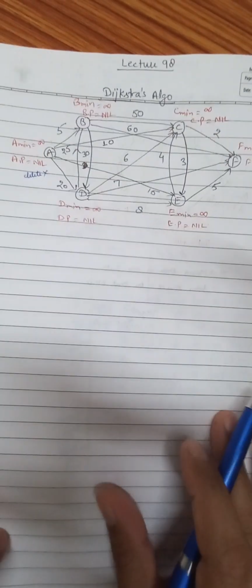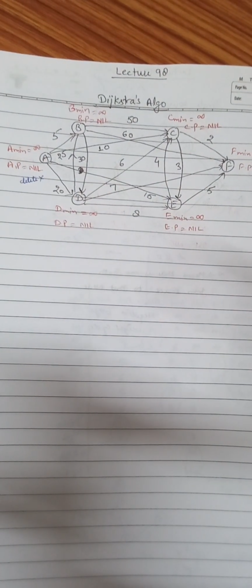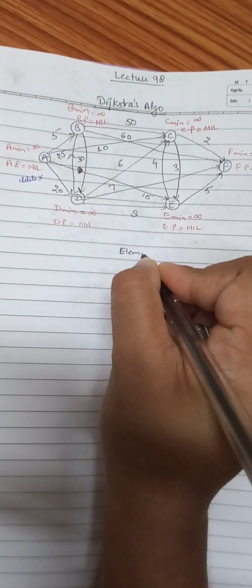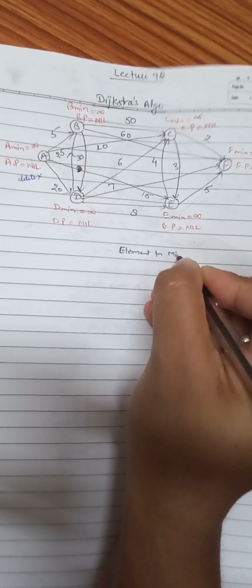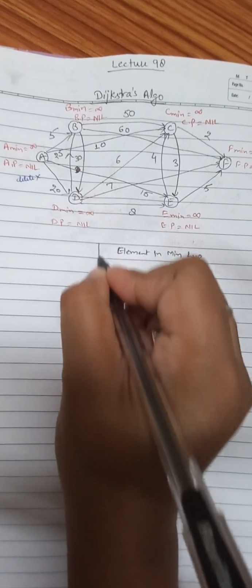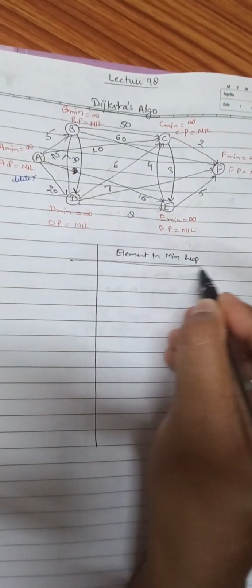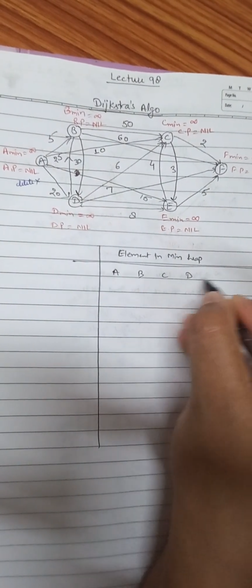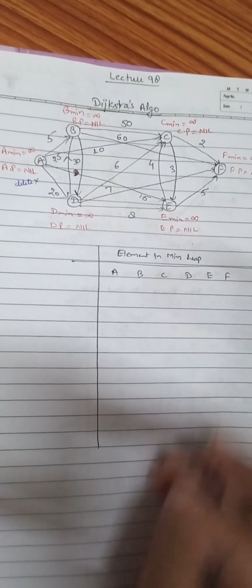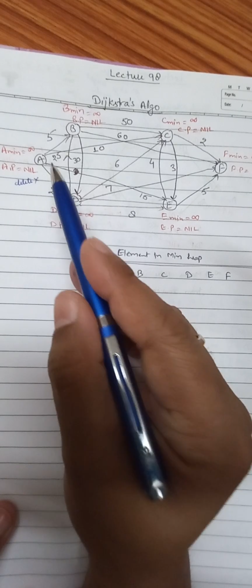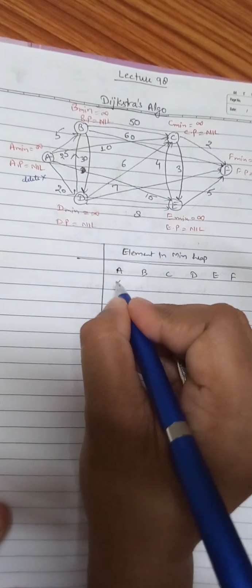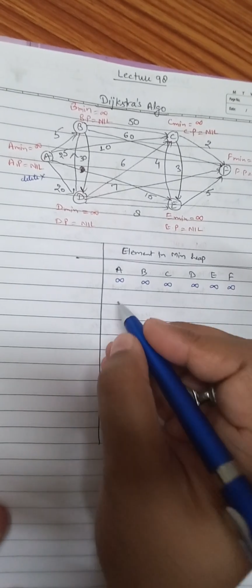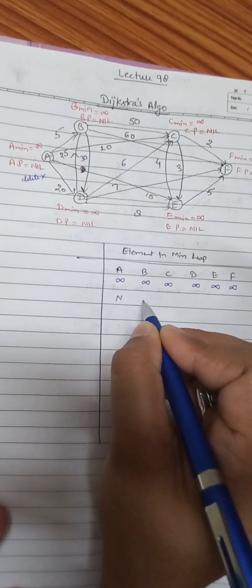So how we are going to do it in a min heap, we'll see here how we are going to work on the min heap. In the min heap, initially we are writing all the nodes A, B, C, D, E and F. These many nodes are there, and initially as we have supposed the value is infinity for everyone, so we are writing here infinity, and the parent we are supposing as nil, so I am writing here n.